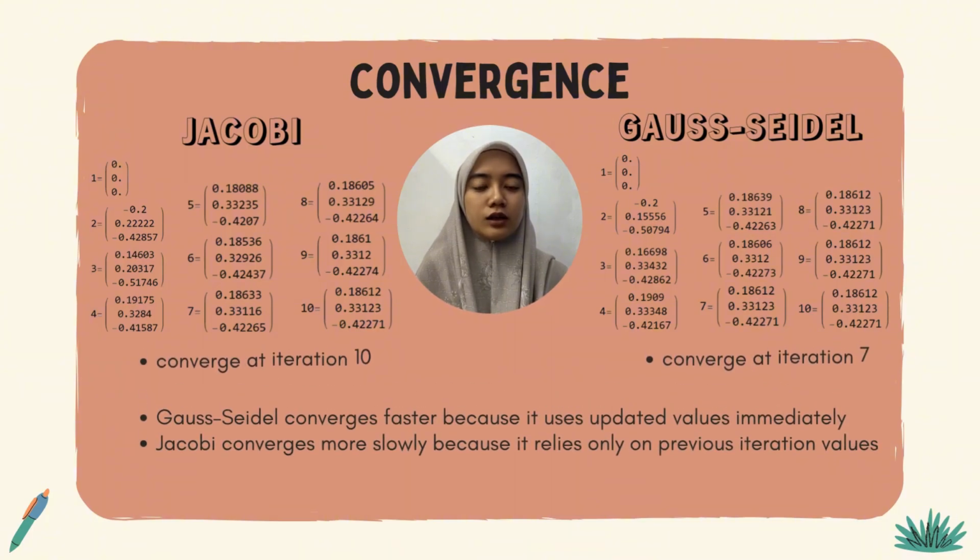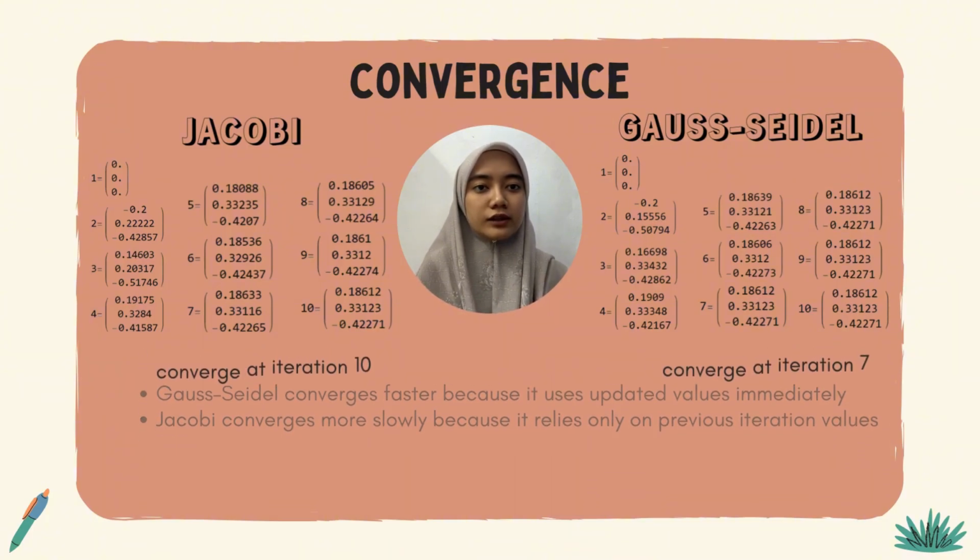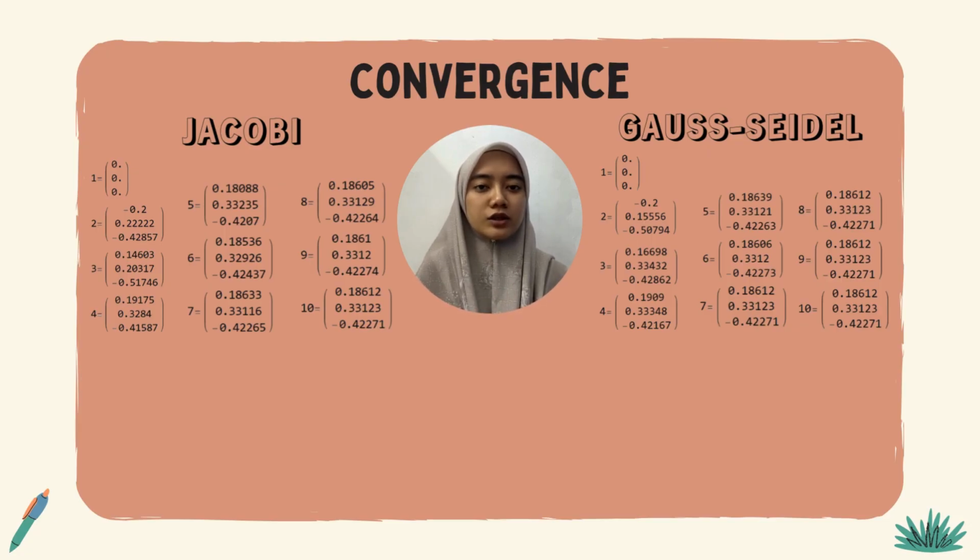In this part of the video, I will explain the convergence behavior of the Gauss-Seidel and Jacobi methods based on the iteration results obtained earlier. First, let us look at the Gauss-Seidel method. From the output shown, we can observe that from around iteration 7 onwards, the solution value remained almost the same. Next, we consider the Jacobi method. From the Jacobi output, although Jacobi converges more slowly, it will converge to the same solution as Gauss-Seidel. In conclusion, Gauss-Seidel converges faster because it uses updated values immediately. Jacobi converges more slowly because it relies only on previous iteration values.